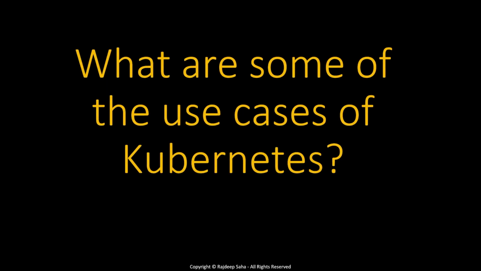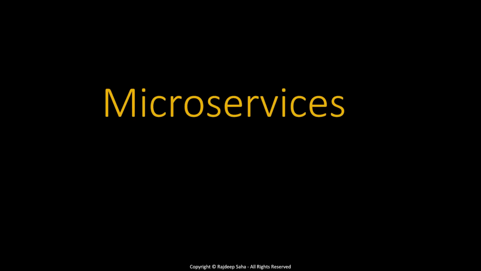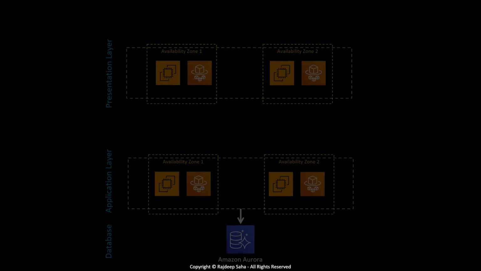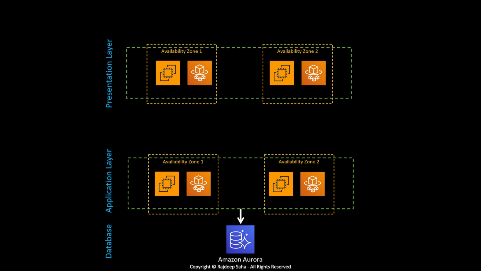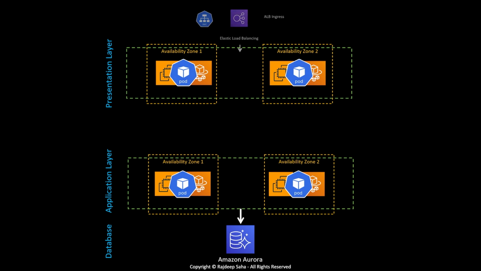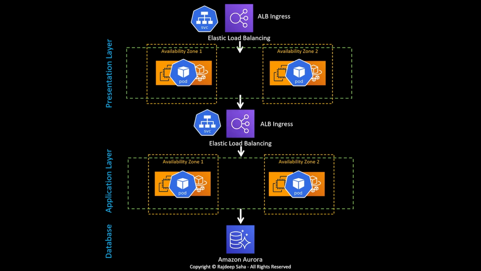What are some of the use cases of Kubernetes? So one of the most popular use cases is of course microservices. You can give an example such as, let's say you have a 3-tier architecture running with presentation layer, application layer, and database, and the code for presentation and application layer are running inside pods, and you expose the presentation layer pods with a Kubernetes service or a load balancer ingress, and also the traffic between presentation layer and application layer is getting routed through a service or ingress.